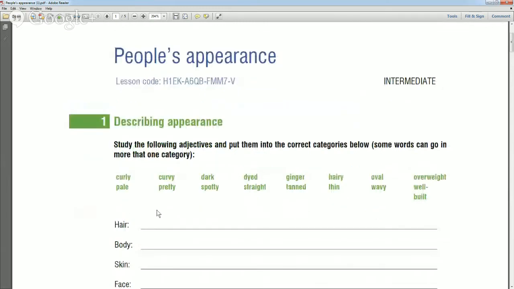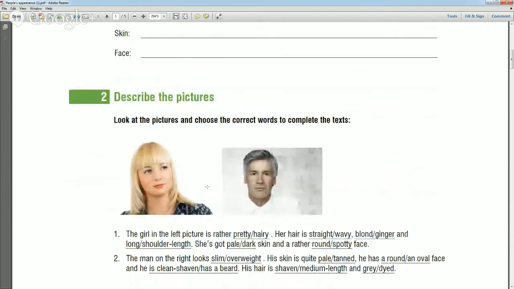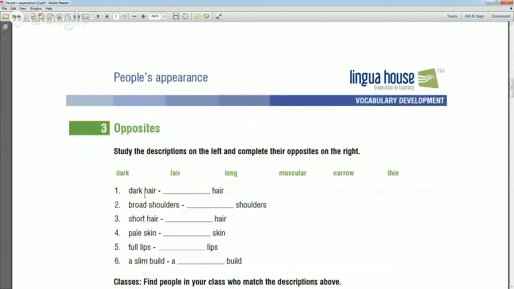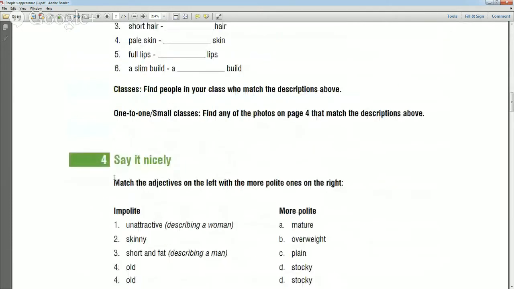We will be putting words in categories: hair, body, skin, or face. We will describe these pictures. We will look at the opposites. What is the opposite of dark, for example?